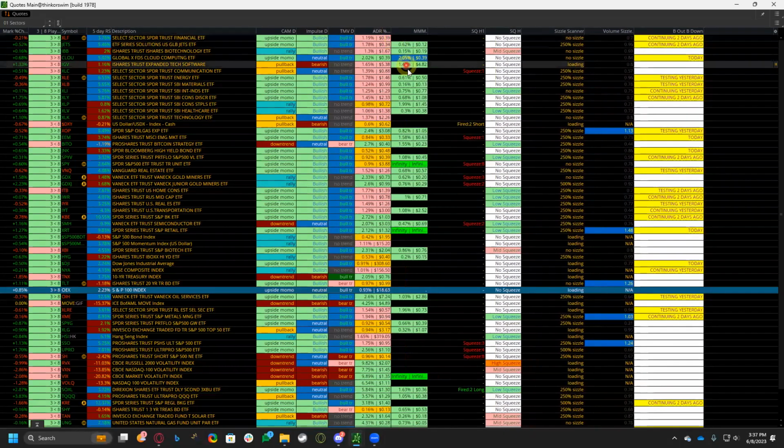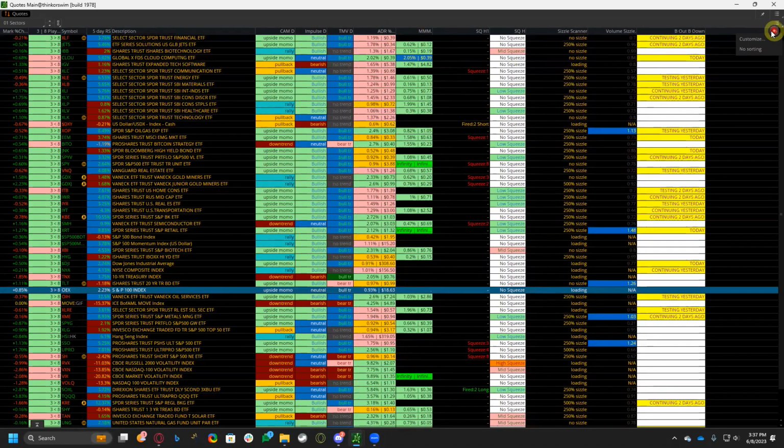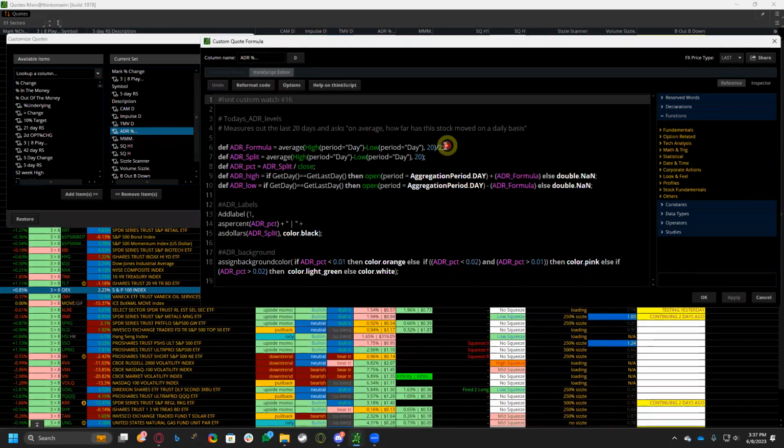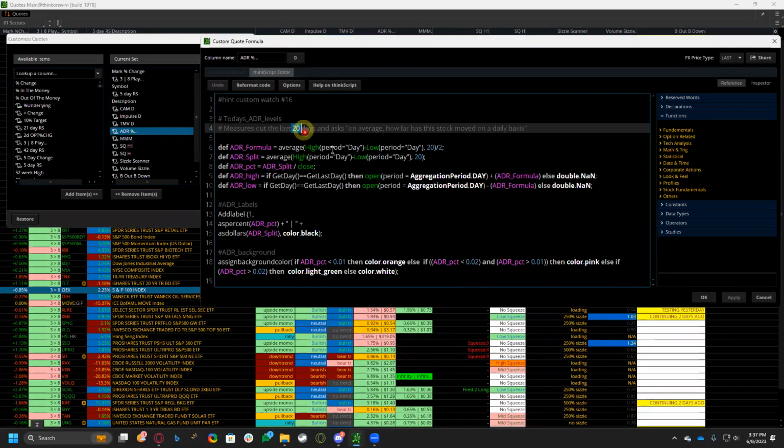Basically, what I wanted was the average daily range on a percentage basis. What is the average daily range? Well, it's just like it sounds. I take X amount of days and I calculate them from their highest to their lowest value and then average it over how many days I want. And I wanted 20 days because 20 days is a market month. So that's what we're doing.